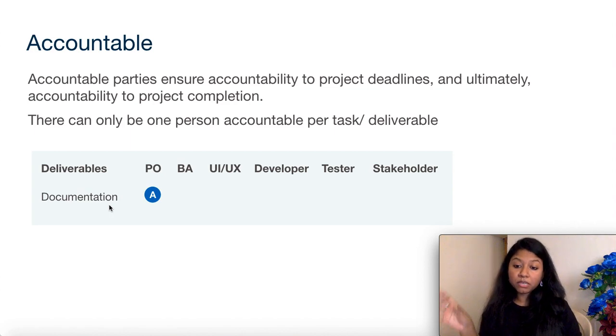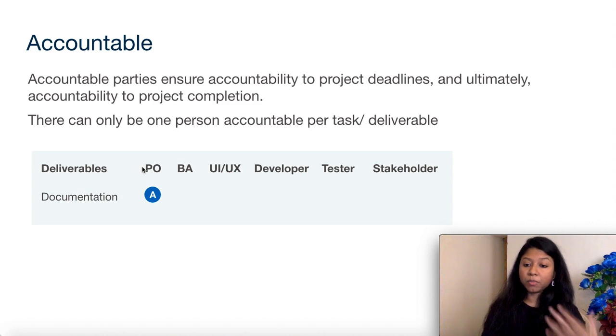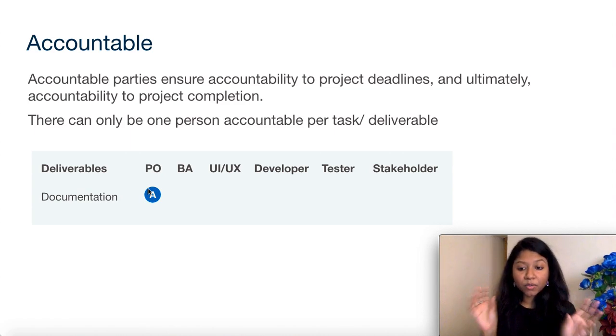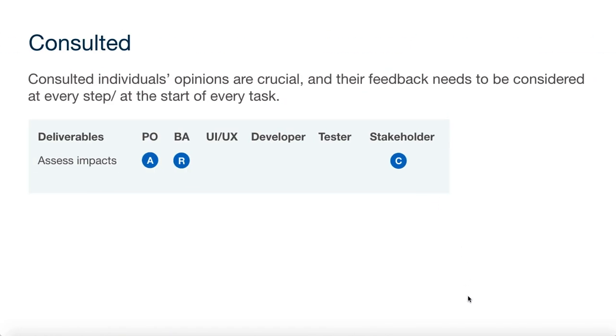All that the BA is going to be responsible for, still the project owner or the product owner is going to be accountable for that successful completion. Okay. I hope you're starting to understand the difference between responsible and accountable. Okay. The next one is consulted.